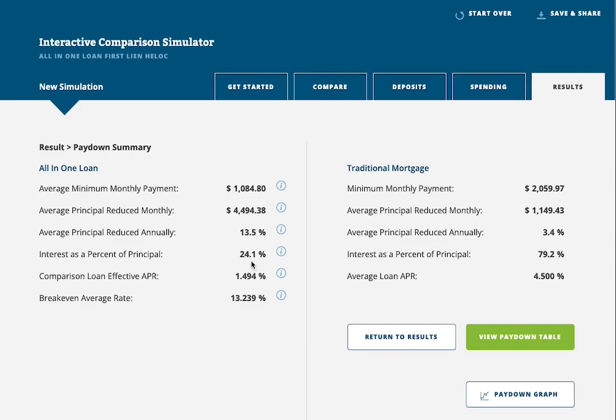Here's the numbers I want you to see. The comparison loan effective APR. That means what kind of a loan would you need to get to be able to compete with the AIO? You would need to get a 30-year 1.494. That doesn't exist. And even if it did, it'd still take 29 more years.